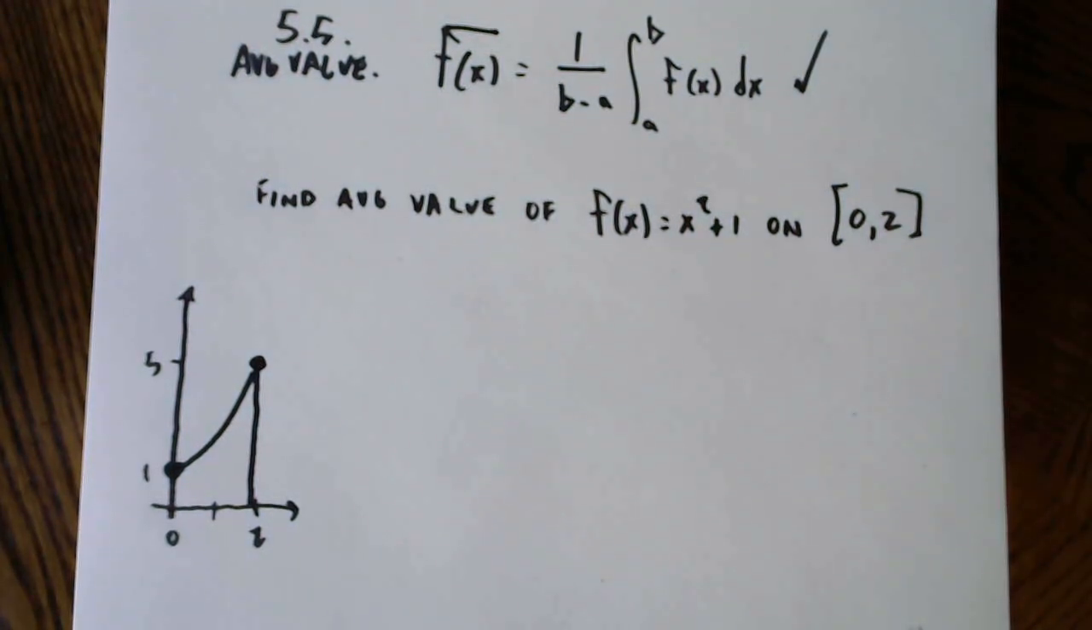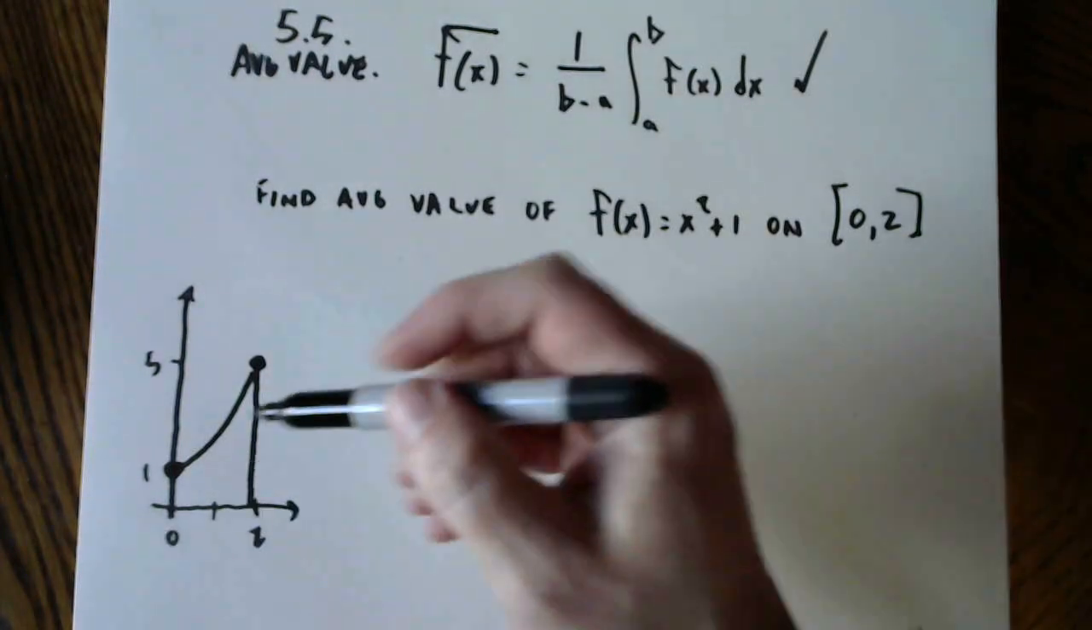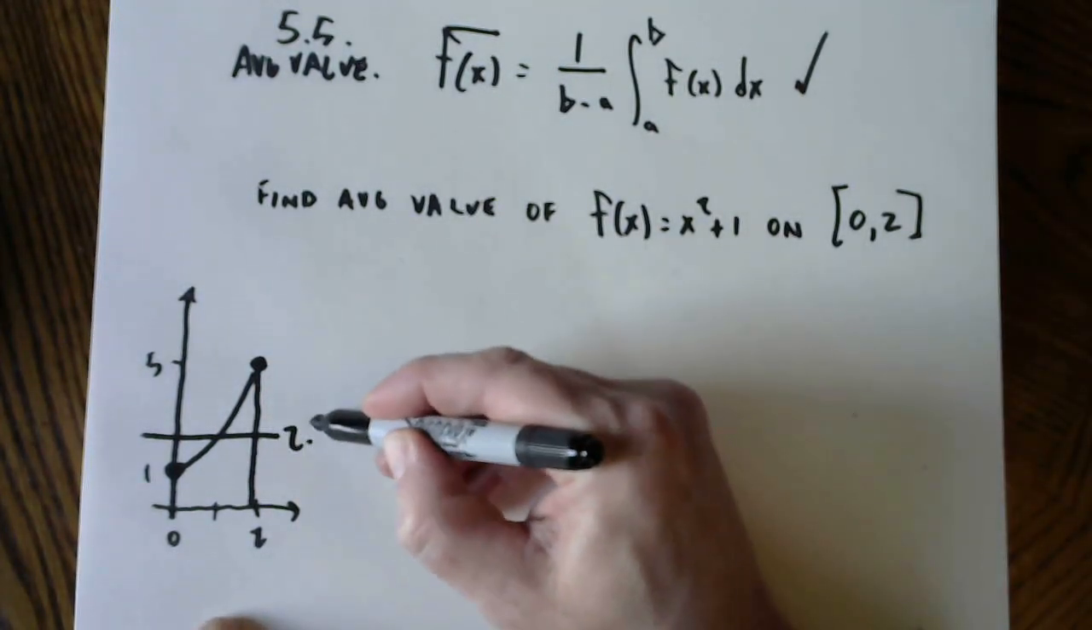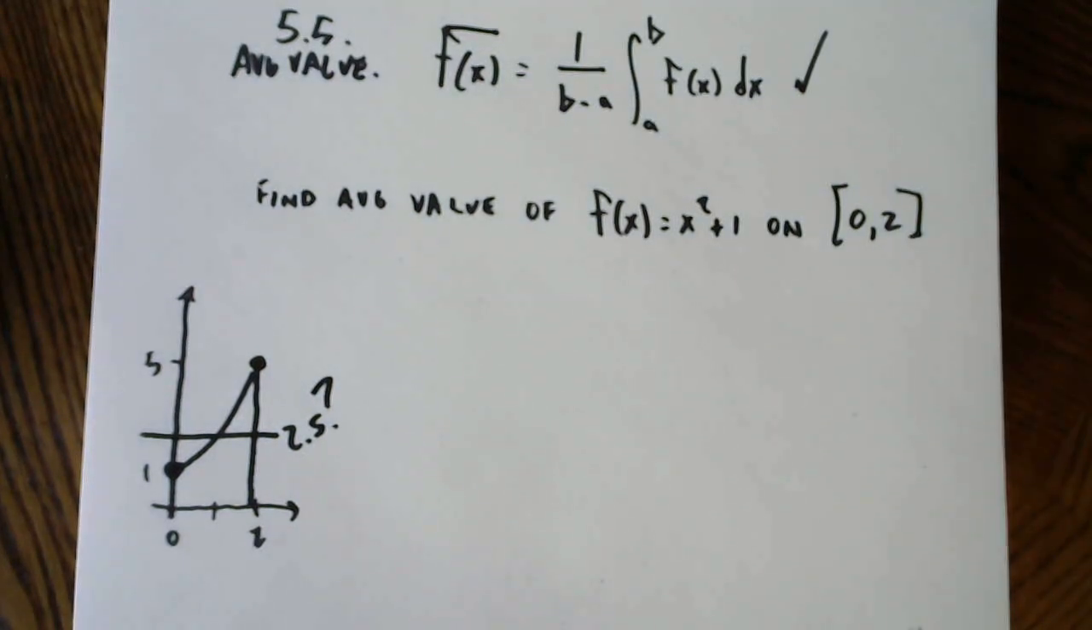So if I just wanted to eyeball this thing, where's the average in here? Probably somewhere, 2.5, I'm going to guess. Right? When you do problems, especially when you're in engineering, you get an answer, you want to give it a sanity check. If I get 60, I did something wrong.